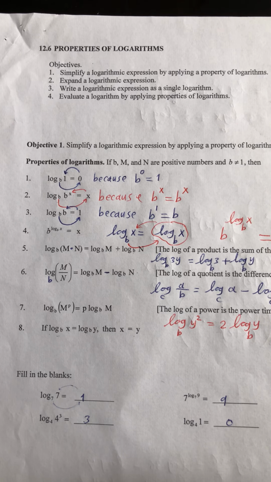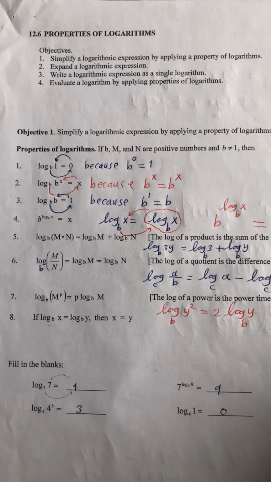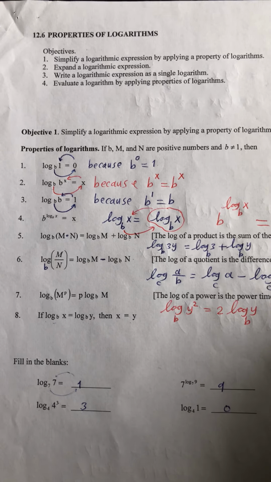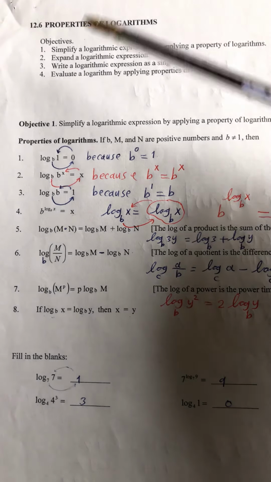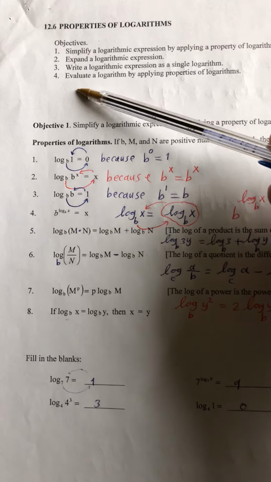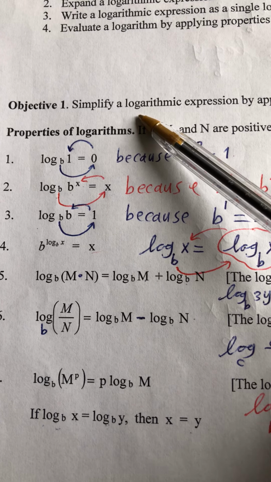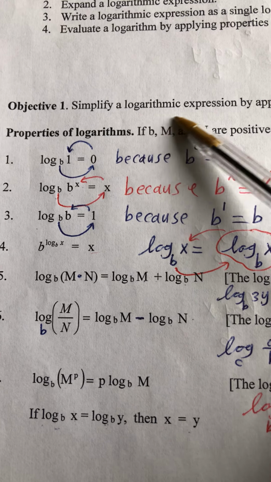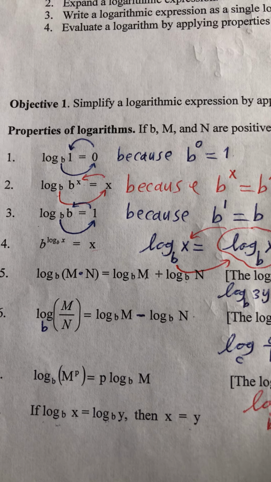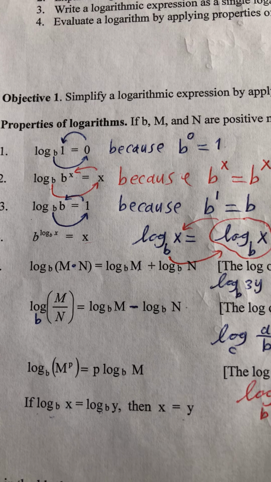So now we have section 12.6. In 12.6 we have many objectives. Objective 1 is simplify a logarithmic expression by applying a property of logarithms.